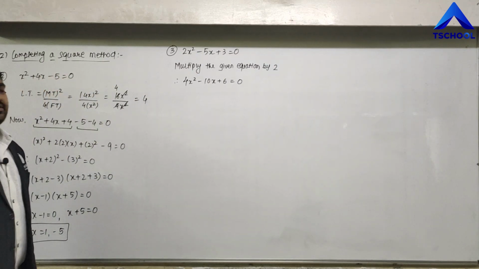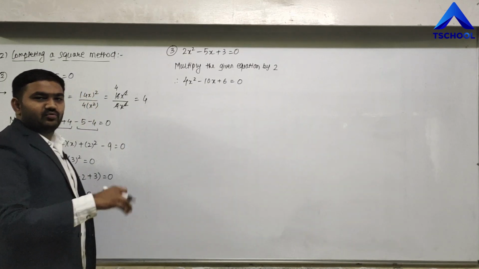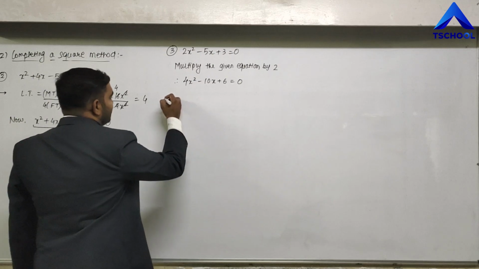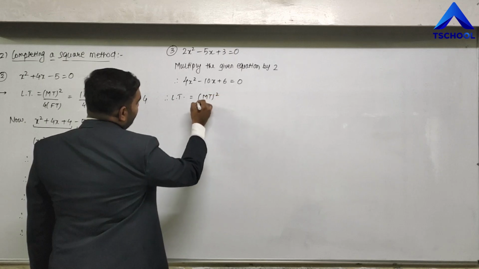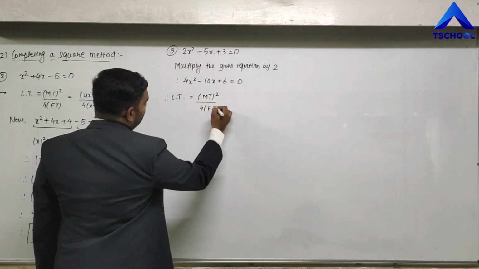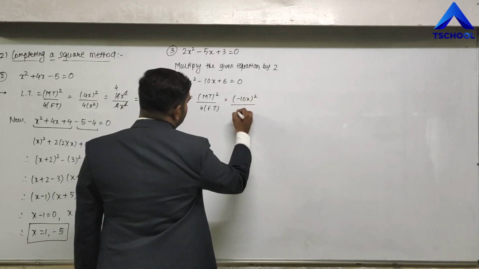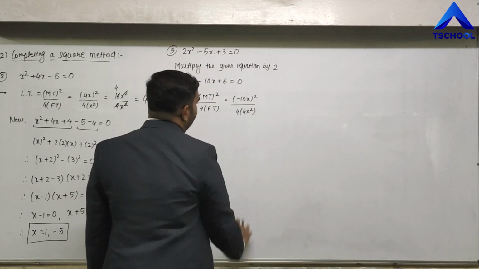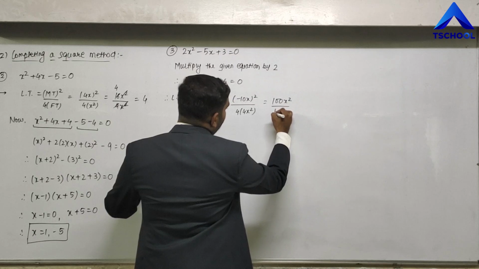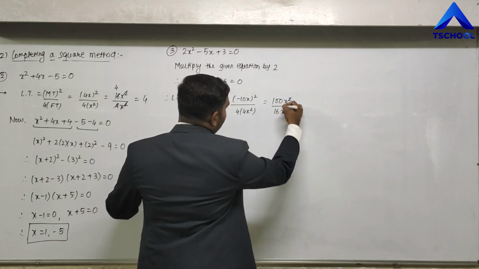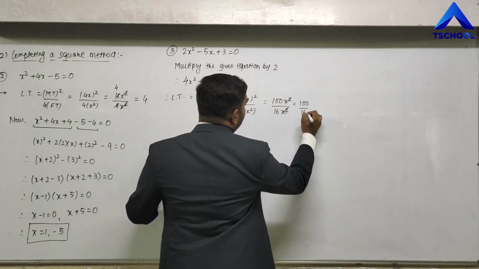Is it clear, friends? Now as and when the first term becomes the perfect square, we are going to move on to the second step, that is finding the last term. Therefore last term equals to middle term square upon 4 into first term, that is minus 10x whole square upon 4 into 4x square, right? That is 100x square upon 16x square. X square and x square is cancelled, that is equal to 100 upon 16.